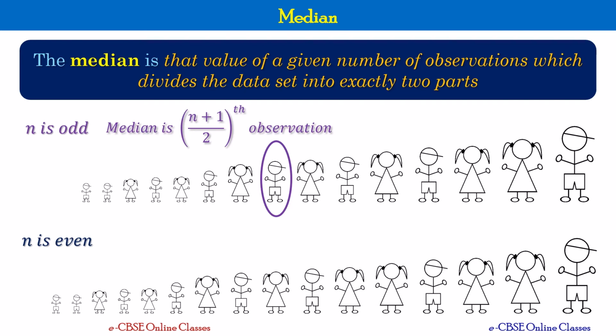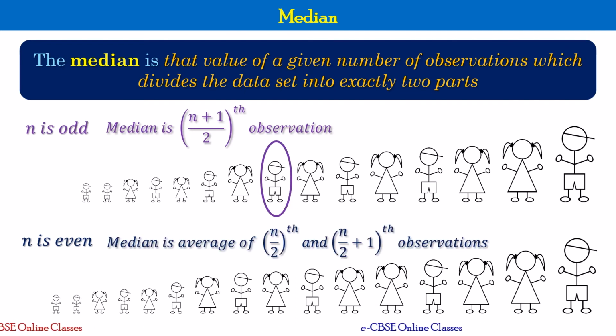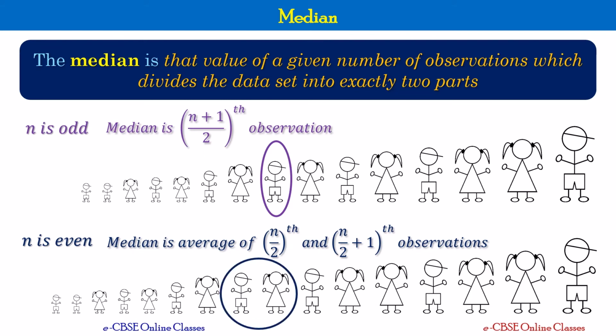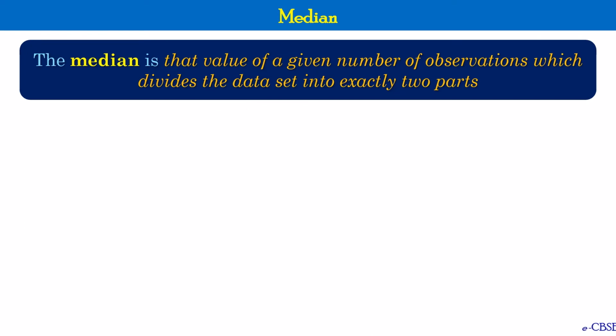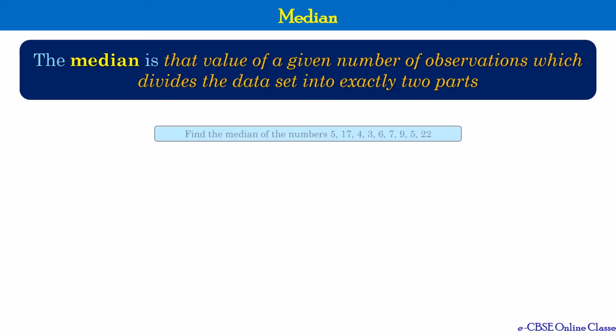Okay, let's say I have 16 students. Now my n is even. When n is even, the median is the average of the n by 2th and the (n by 2 plus 1)th observations. So n by 2 is 8 here, and n by 2 plus 1 is 9. So I have to take the average of the 8th and 9th students when I want to take a median of this.